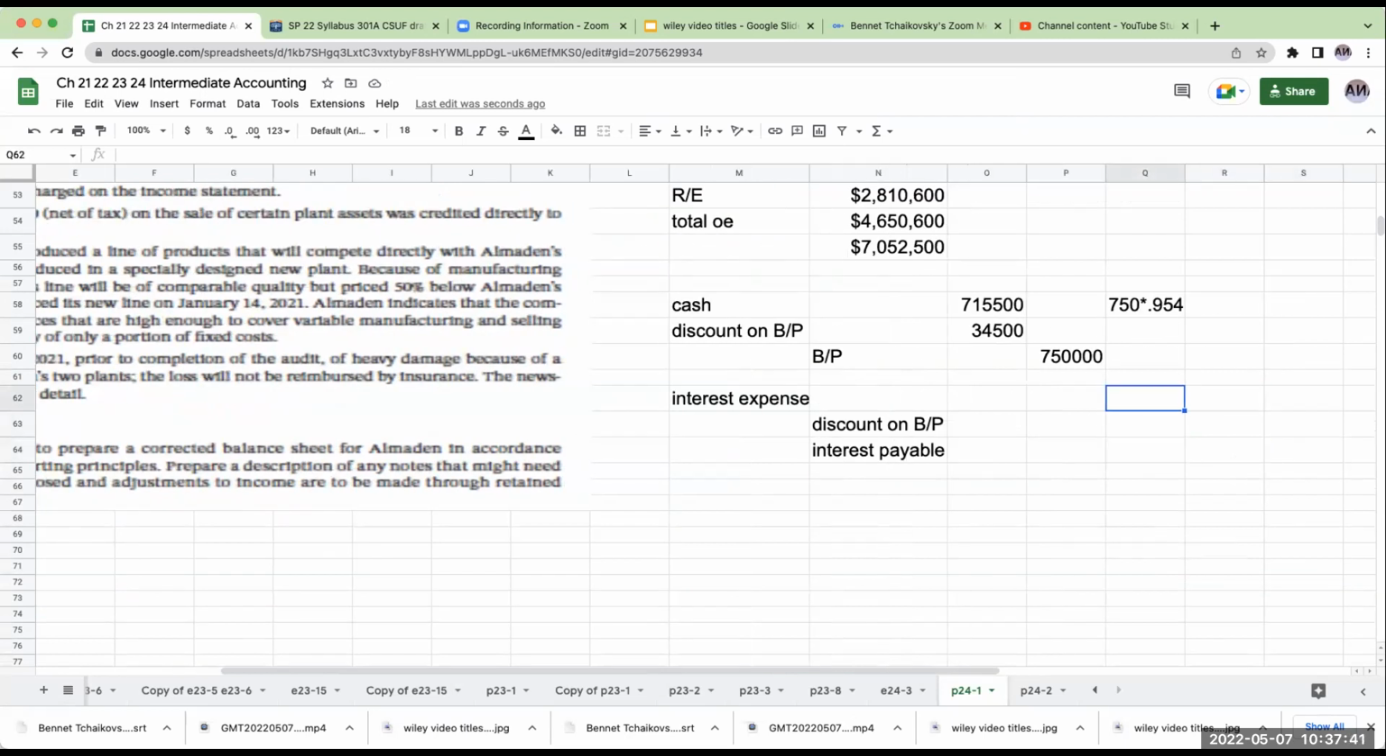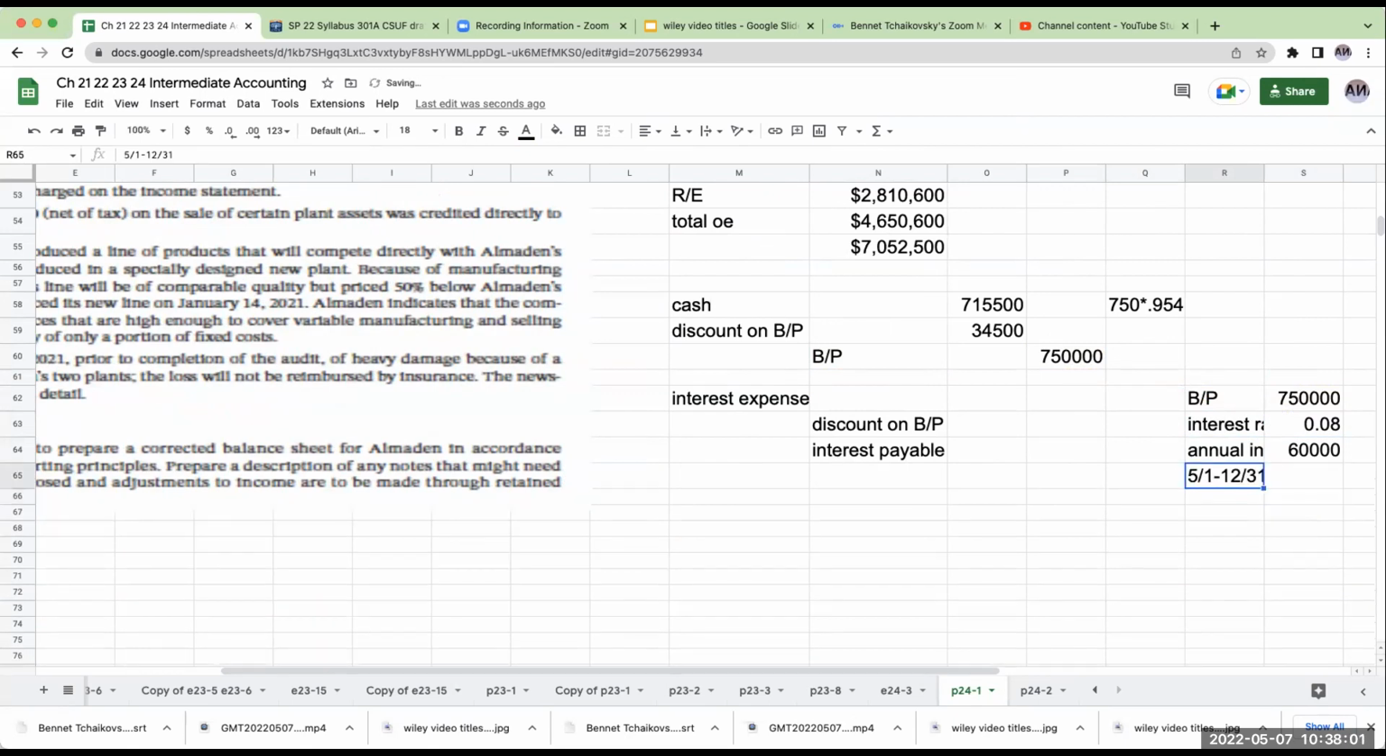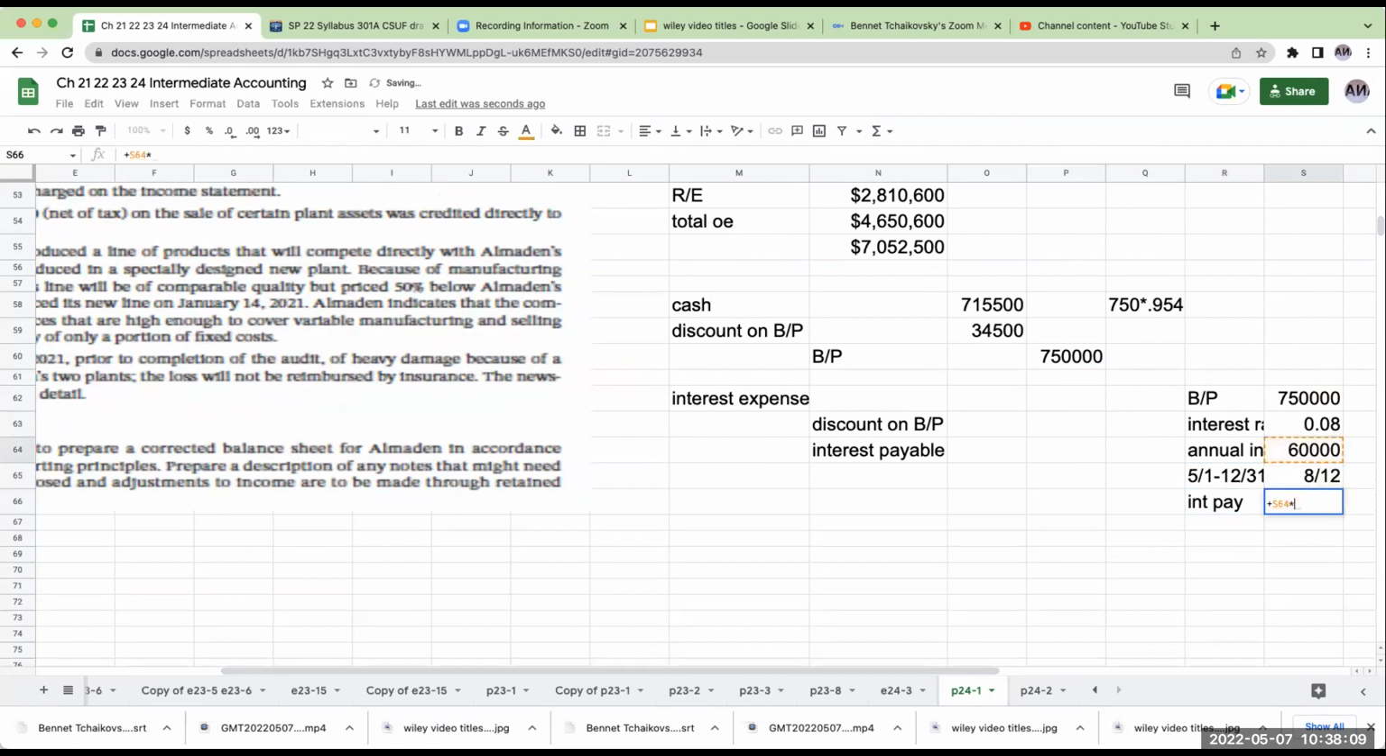So whenever I see an interest rate, it is always an annual rate. So over here, bond payable 750. My interest rate is going to be at 8%. So the annual interest is $60,000. From May 1st through December 31st, this was 8 months. So the interest payable would be 60,000 times 8/12 or 40,000.